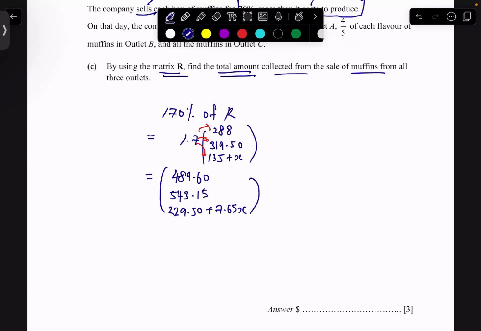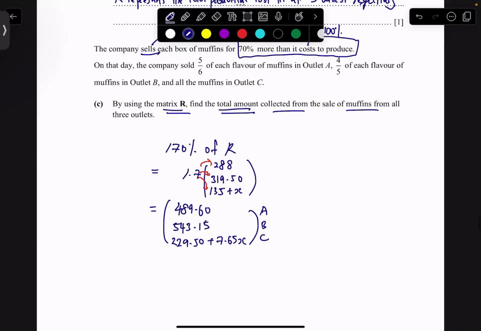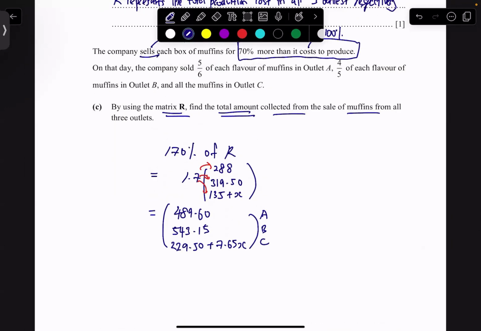Now, the thing is, we did not sell out everything. This is store A, store B, store C. This is our markup price, the price we want to sell at, but we only managed to sell 5/6 in A, 4/5 in B, and all in C.